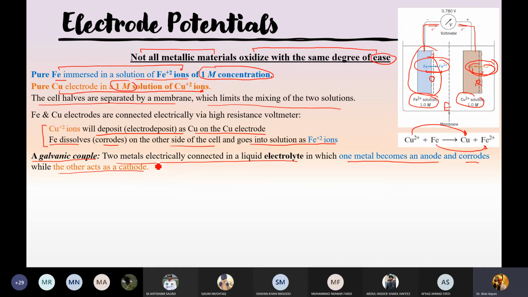When two metals are connected in an electrolyte, electrolyte मौजूद है, और जाहिर बात है when they are physically connected, so you don't need to have these wires present. The connection is already there, the external connection, and due to the presence of the electrolyte, if one metal becomes the anode and the other becomes the cathode, you call it a galvanic couple.